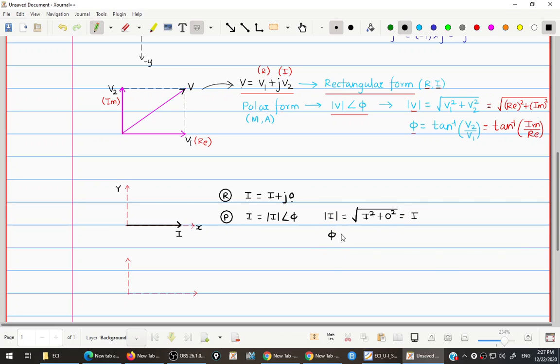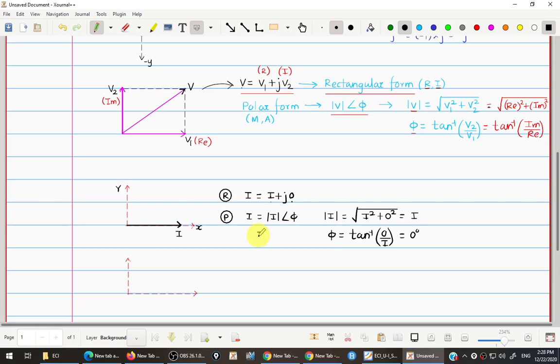And what about the phase angle? So phi is what? Tan inverse of real part upon imaginary part. Sorry, imaginary part upon real part. So what is the imaginary part here? 0. And what is the real part? I. So 0 upon anything is 0. So tan inverse of 0 comes out to be 0 degrees. So now we have got the magnitude as well as the phase angle.